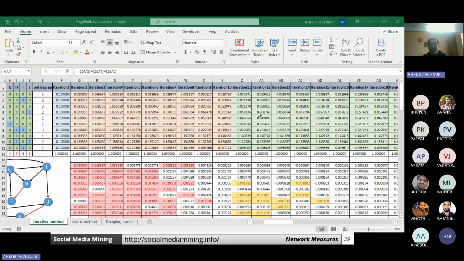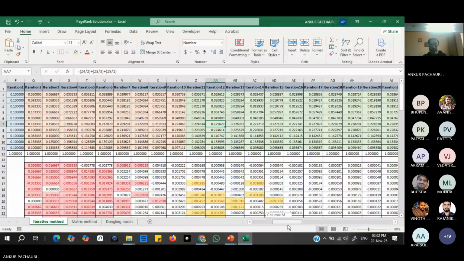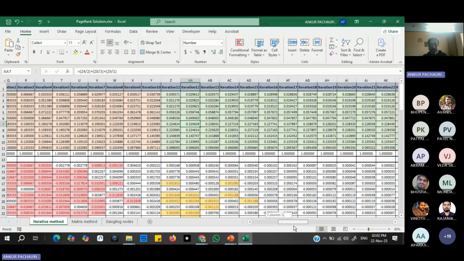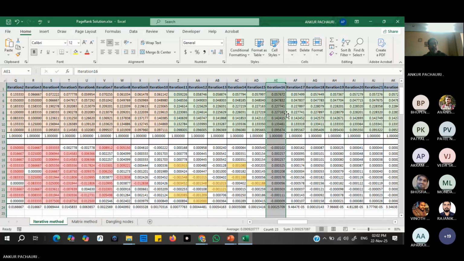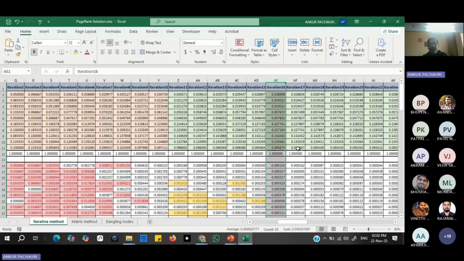That means I'll have to iterate more. If I want that difference to be 0.001, 99.9% accuracy, then I'll have to move towards iteration number 16, because iteration number 16 gives me values of the desired range. You can see the difference between two successive values is almost the same, with a very minute difference between them.